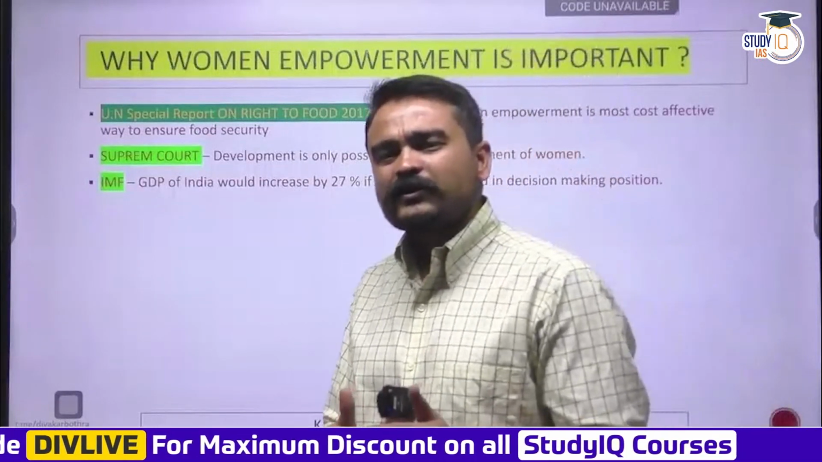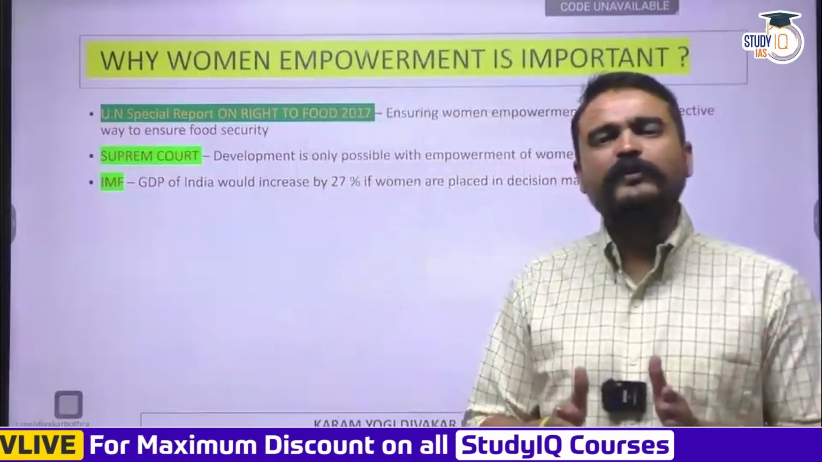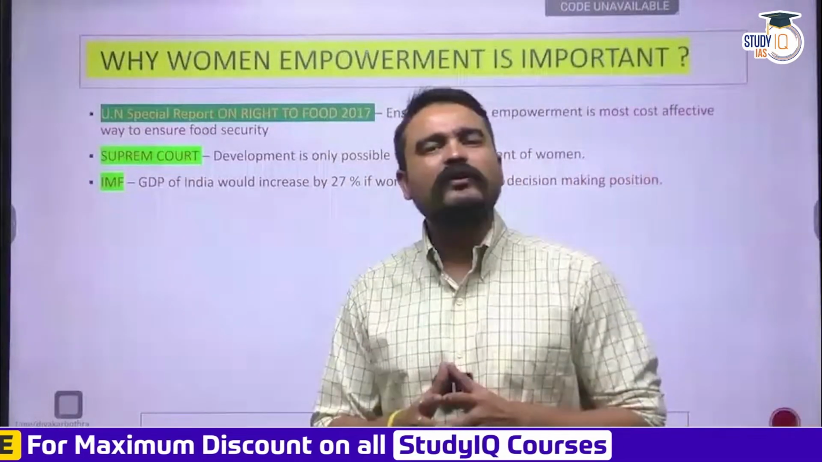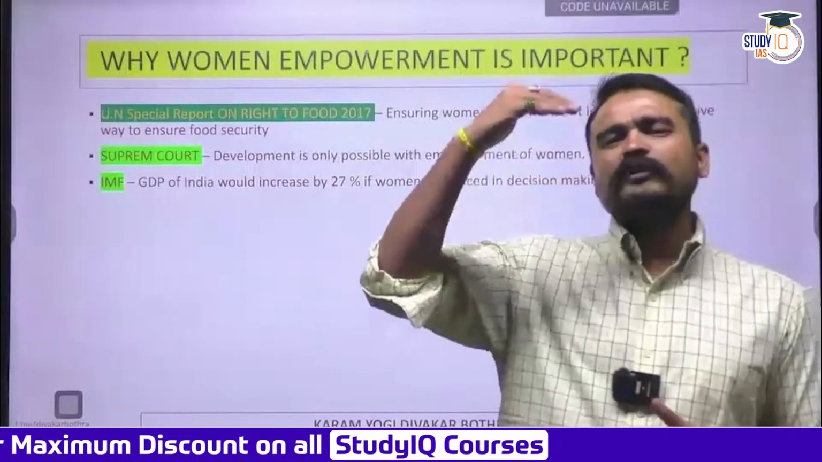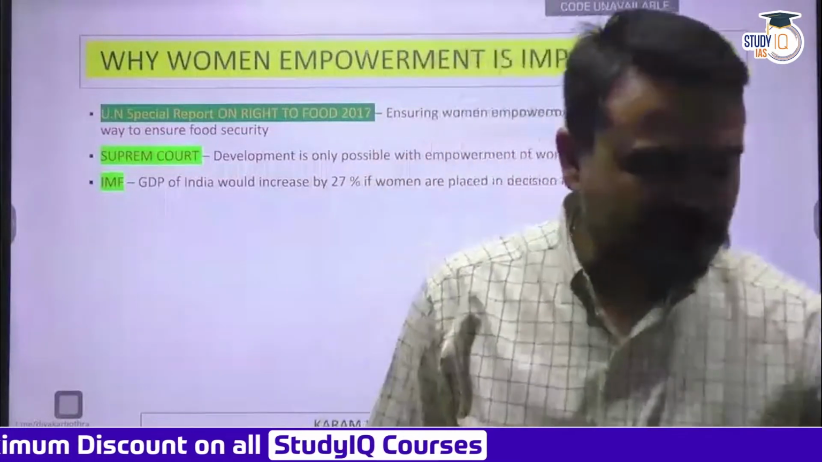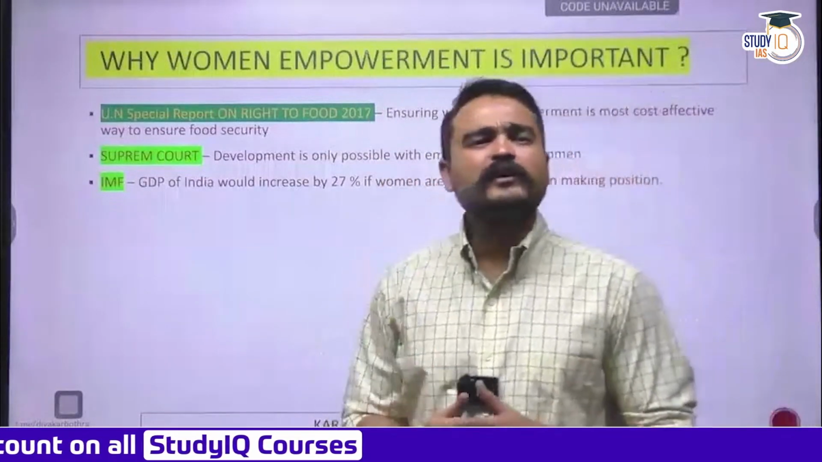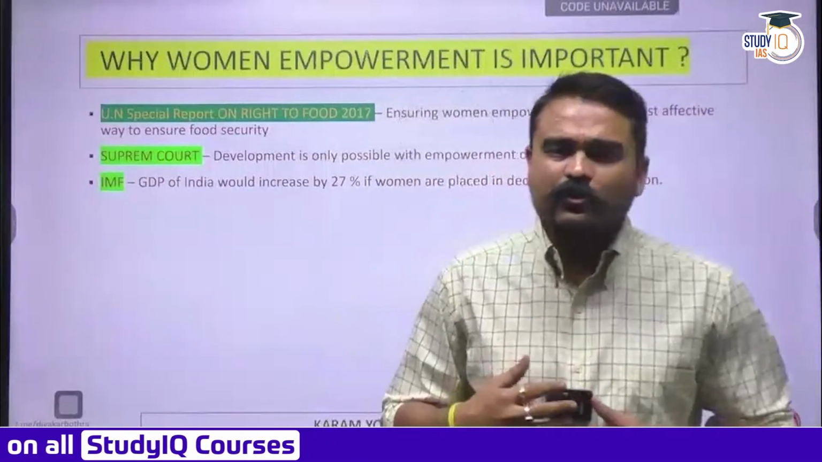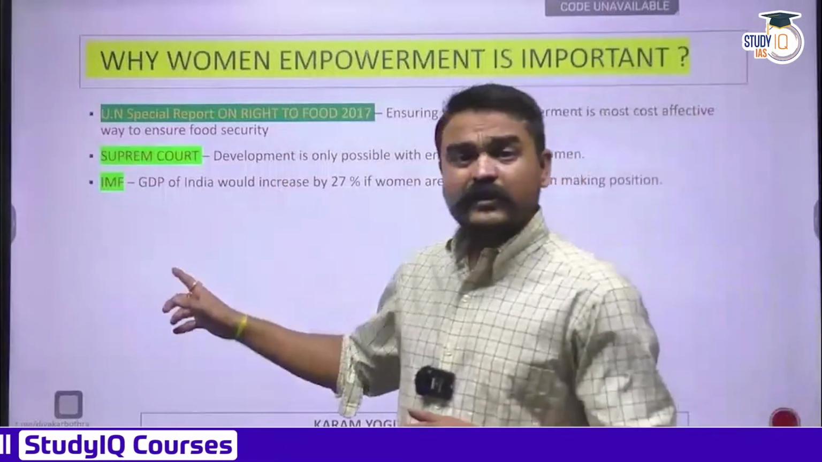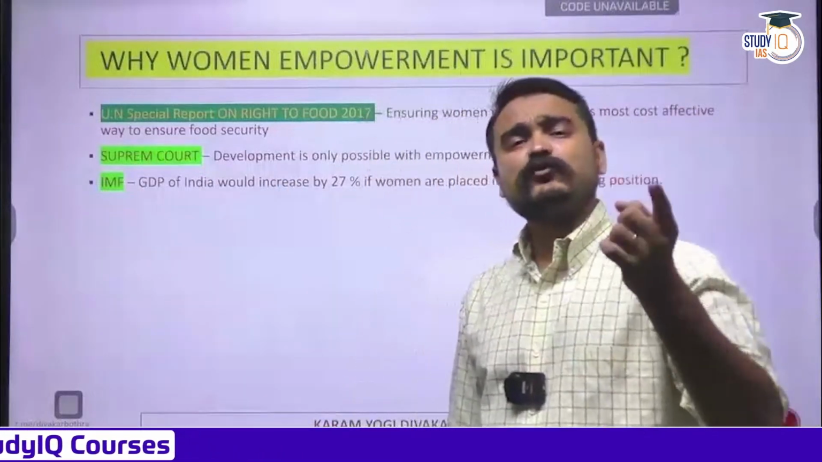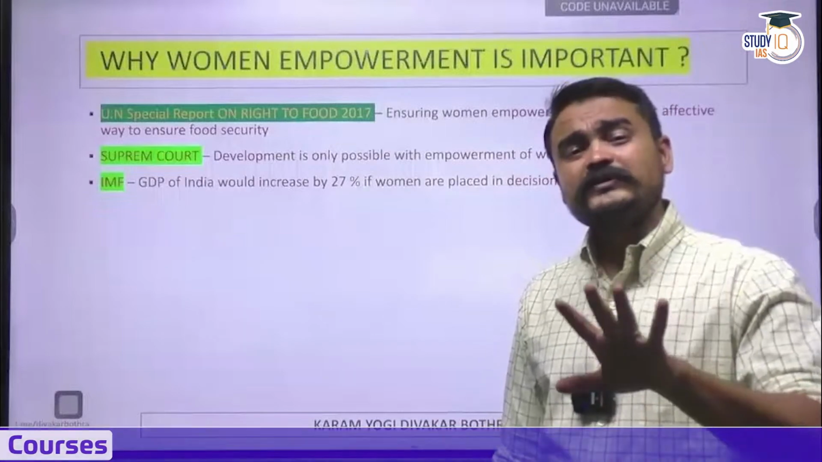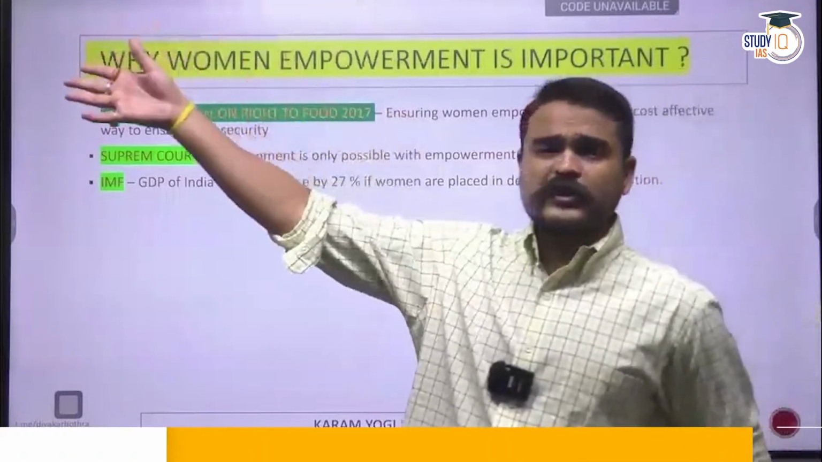Right now, women are largely present in the lower grades of occupations or the lower rungs of their respective organizations. Only very few women reach the decision-making positions of society. Now, the IMF says if women are present at decision-making positions, there is a strong possibility that the GDP of India would increase by 27%. Remember, here 27% does not mean that GDP would become 27%.